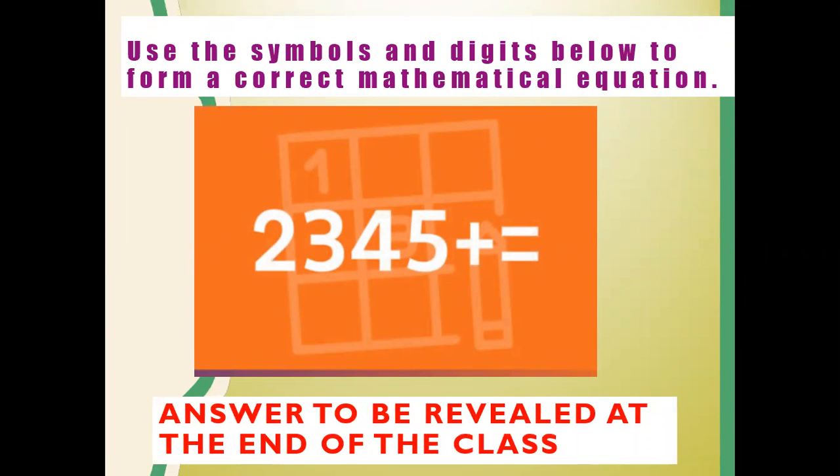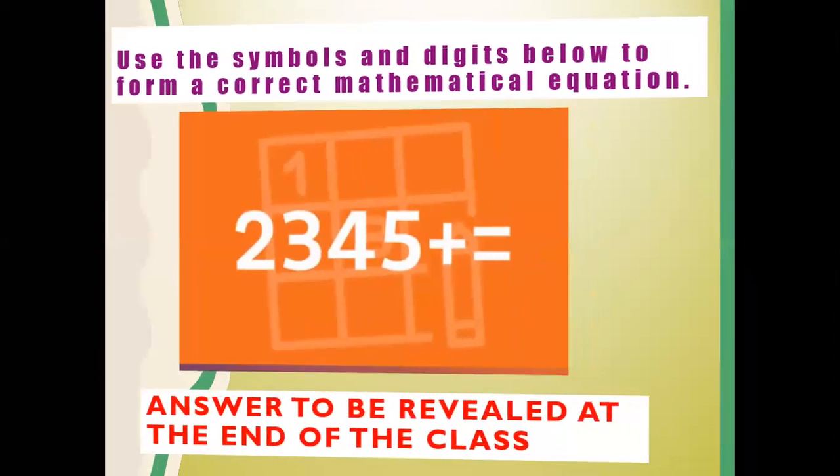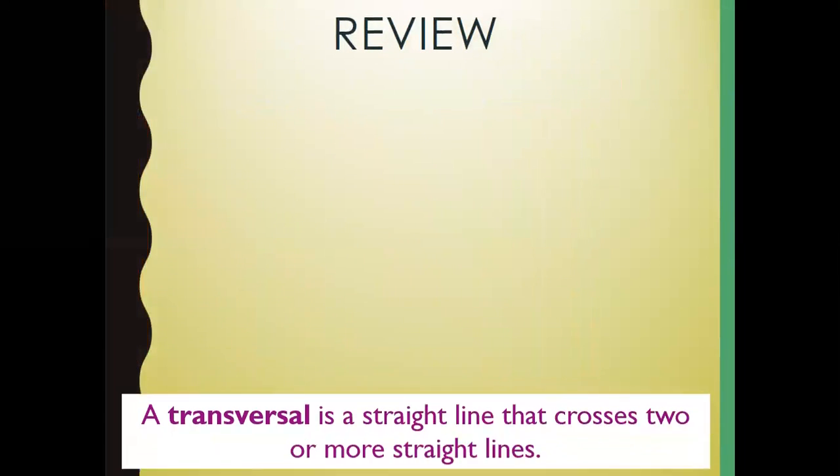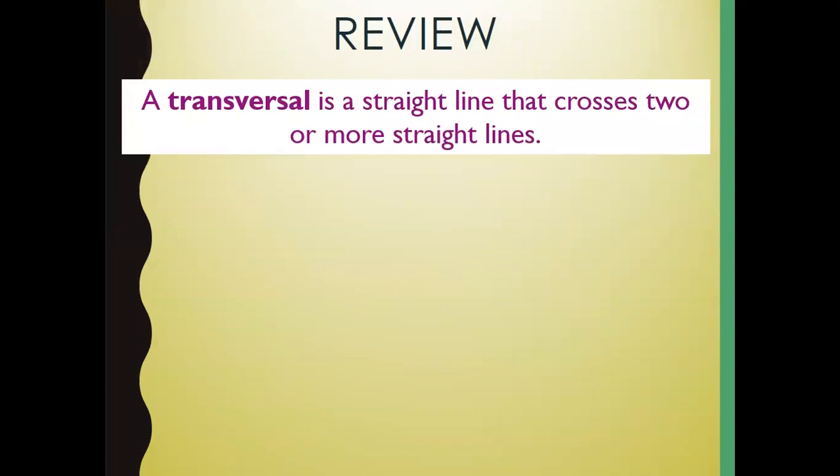So let's move. Okay, so let's take a quick review before we go into today's topic. From the review, you would have an idea what the topic is about. Now, a transversal, what's a transversal? Have you ever heard about that word transversal? Okay, a transversal is a straight line that crosses two or more straight lines. It's as easy as that. A transversal is a straight line crossing two or more straight lines.